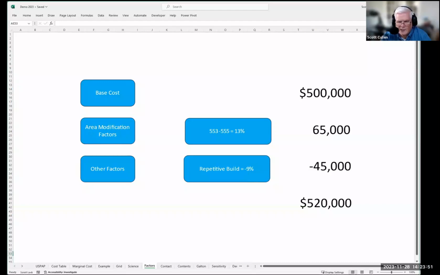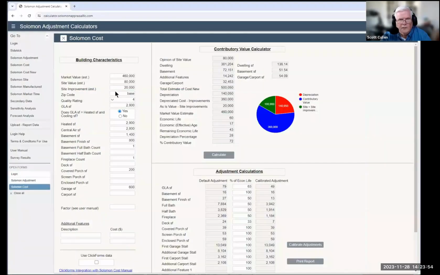So I'm going to go back to Solomon at this point, and I'm going to use the zip code 55112. I think that's a real zip code in Minneapolis. And I'm going to use -9 for the modification for the multiple builds. So let's say we're in a subdivision in a suburb of Minneapolis, and it changes the numbers a little bit. Effective age is back to 18, remaining life is 42. So that's where the factors are used.